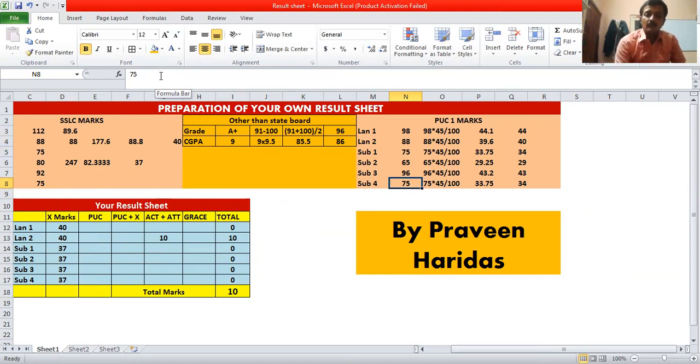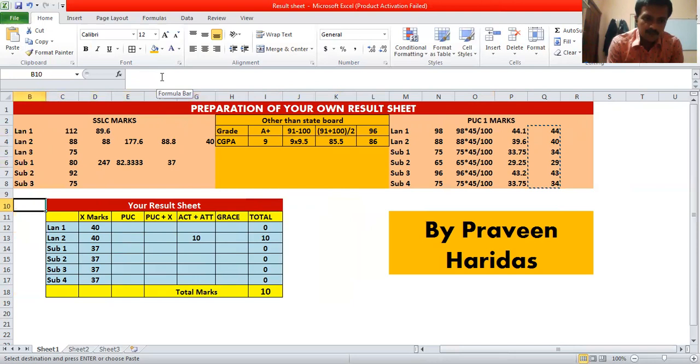These marks will be converted into 45 by 100, as you are seeing there. And when you convert it into 45 marks, there will be some decimals, and then it will be rounded off. You can see 44.1 was converted into 44, 39.6 is 40, like that. You need to round off, and these marks will be taken as your PUC 1 marks. You need to remember this. See, I have pasted the values here.